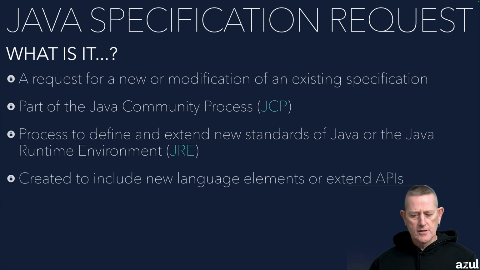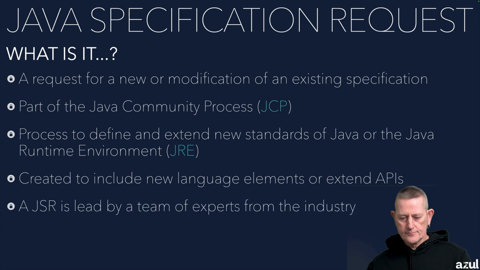So it's created to include new language elements or extend an API, as already mentioned. If you have that idea, you usually try to find people that agree to these changes that you propose. Then you create a JSR, you propose it to the JCP, you form an expert group, and then you follow this whole procedure that we saw. Okay. And a JSR, like I said, is led by a team of experts, right?